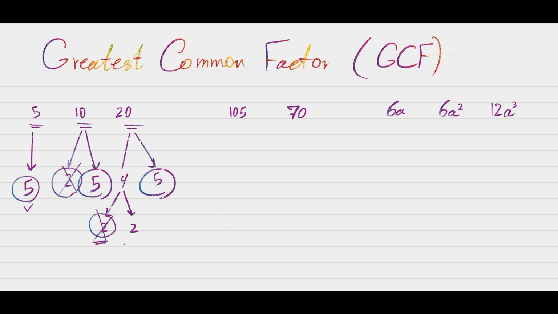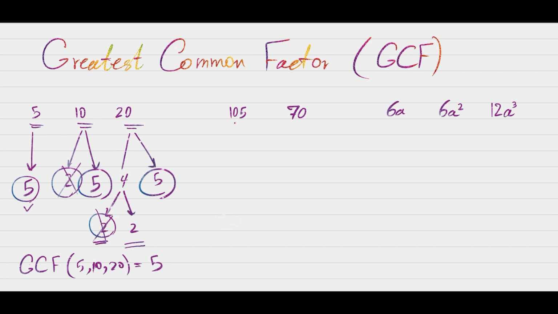Nor can we include this second 2 that is involved here in 20, because again, we still don't have a factor of 2 involved in our breakdown for 5. Which means that the only thing we can include in our greatest common factor for 5, 10, and 20 is 5. So the greatest common factor for 5, 10, and 20 is going to be 5, which means this is the largest value that can go evenly into 5, 10, and 20.